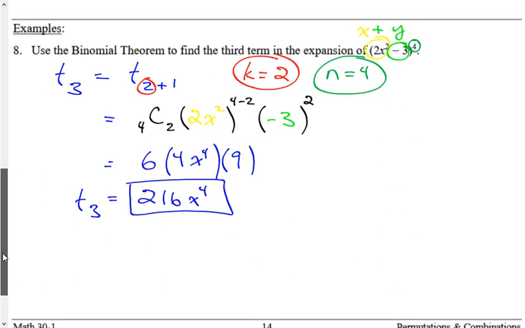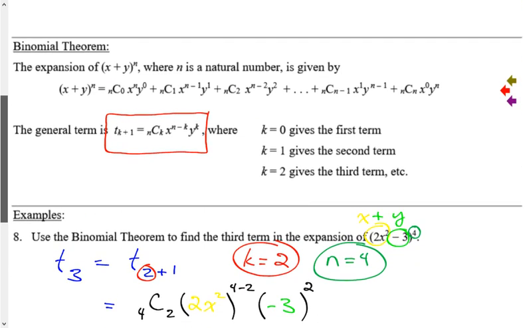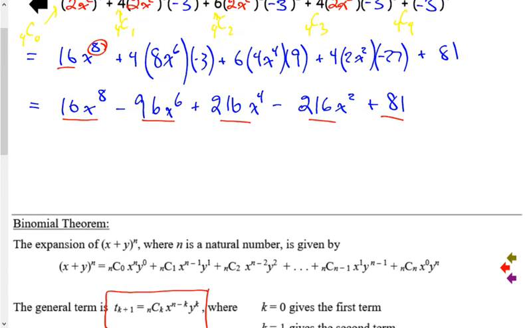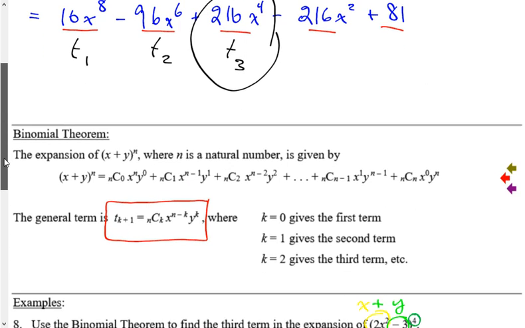So let me just scroll up for a second. I'll come down again in a moment. And I'll look at my expansion. There's term 1, term 2, term 3. Yep, a positive 216 x to the 4th. So that's giving me that third term.